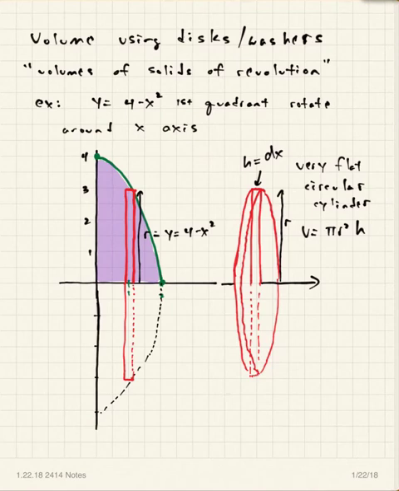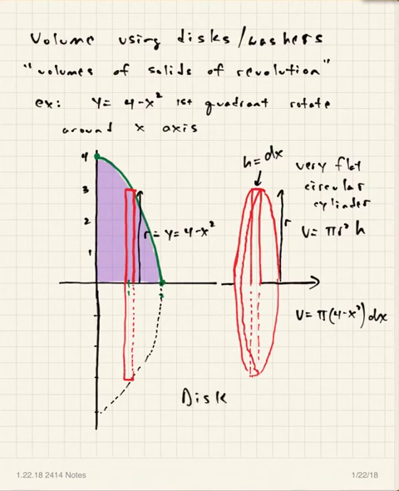And so what do we have here? The volume for that disk would be pi times the square of the radius, but the radius is 4 minus x squared, and then that would be times the height, which is dx. And what we're doing is what we call the disk method right here.